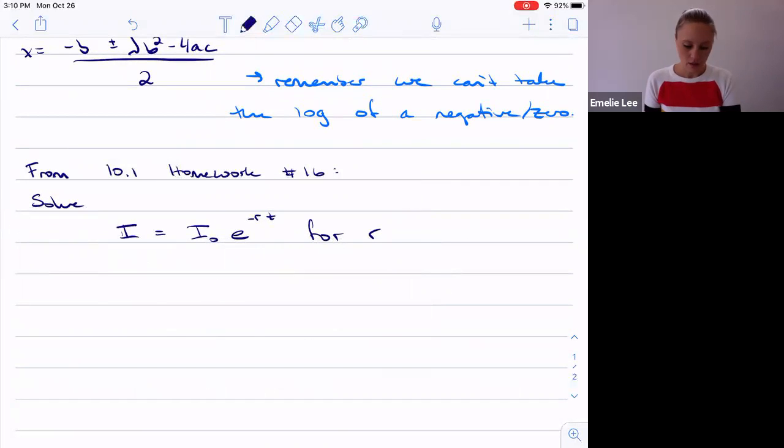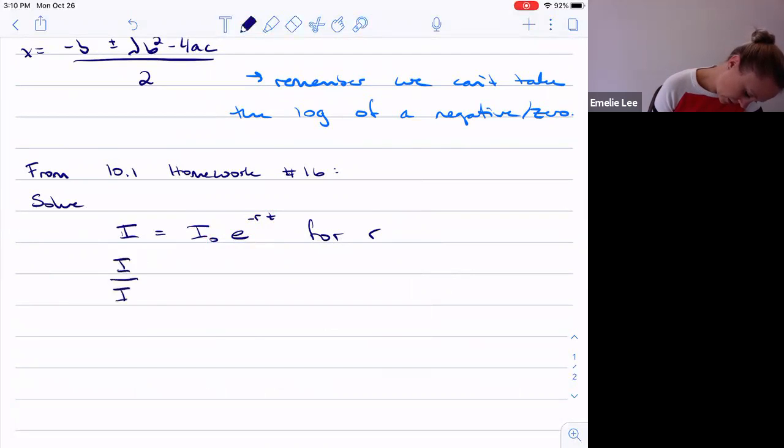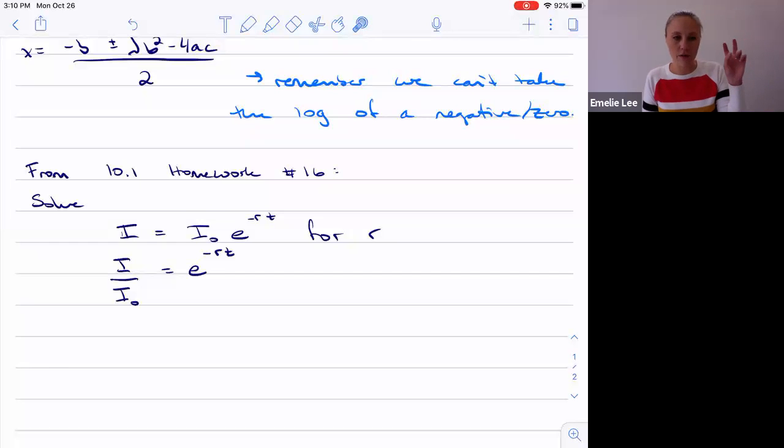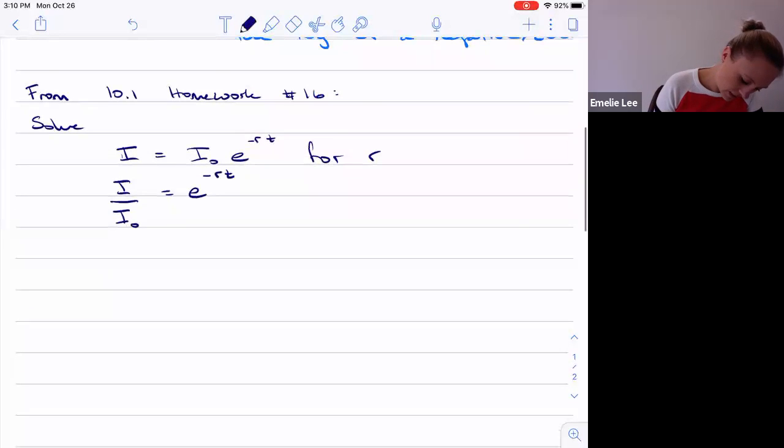So now if we're solving for r here, first thing we have to do is get e to the negative rt on its own. And so that means we have to divide both sides by I sub 0. So I over I naught is e to the negative rt. And then to undo the e, we have to take log base e on both sides. Log base e is just the natural log, so the natural log of I over I naught is negative rt.